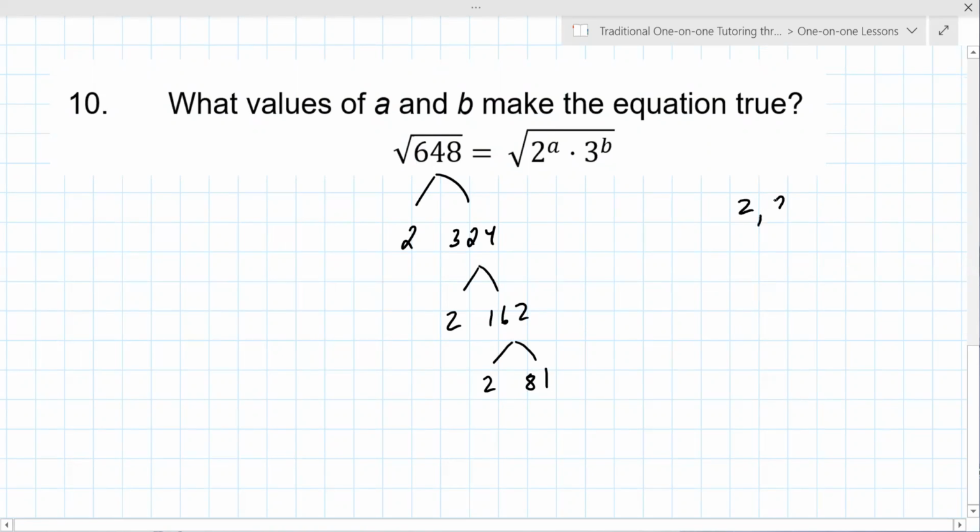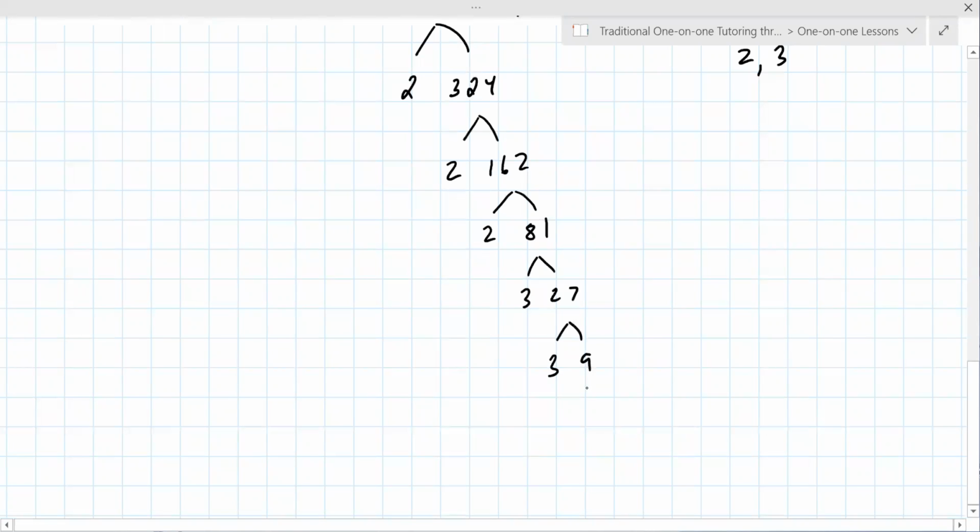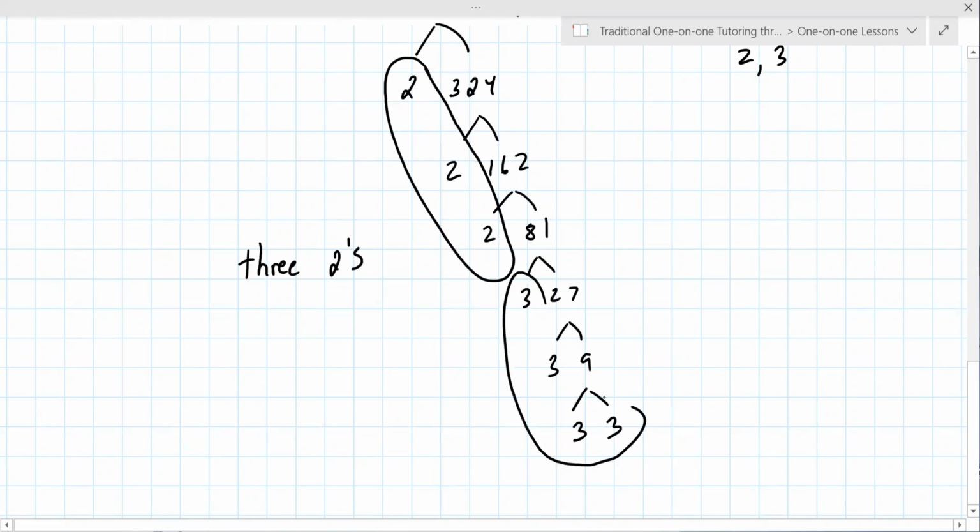So again, your next prime is 3. 3 works, 3 into 27. What you don't want to do is jump to like 9, even though it is 9 times 9. That works, but you want to learn the recipe, and then later on you can jump to some of those things. So notice there's 2s and 3s. There's 3 2s. We have to say 3 2s, and there are 4 3s.